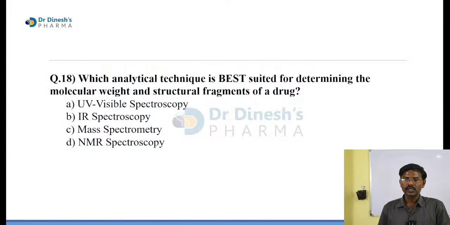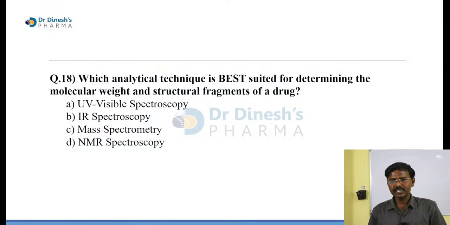Next question. Which analytical technique is best suited for determining the molecular weight and structural fragment of a drug? So structural fragment of a drug and molecular weight, कौन सा method से हम determine कर सकते हैं? This is the question, very basic question. This is related to analysis and also chemistry and also even pharmaceutics also, right?